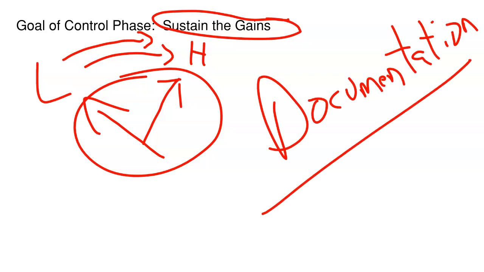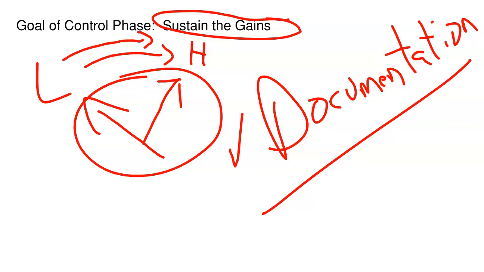I want to be clear, documentation is important. And in just a moment, we're going to give you a list of tools and activities to help create standard work and help standardize future state. But documentation isn't the goal of the control phase.